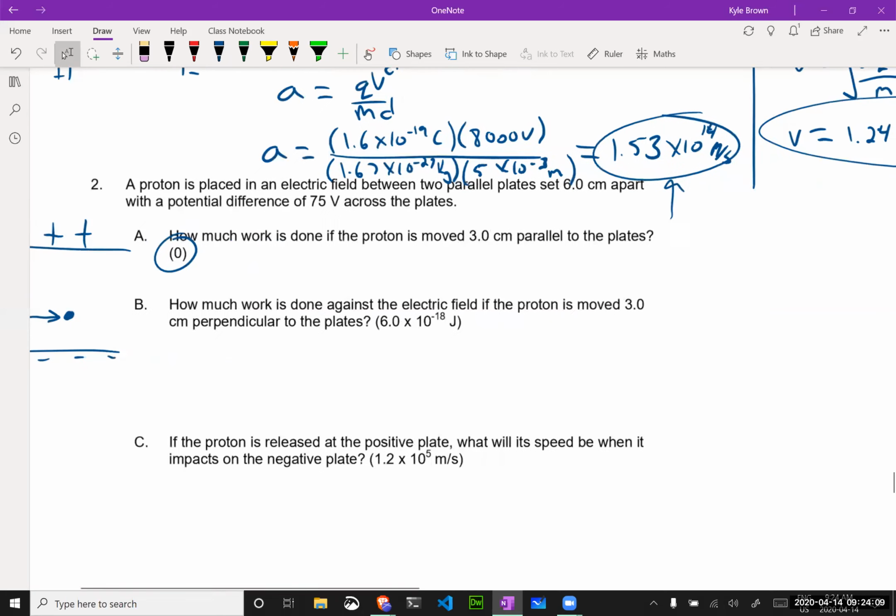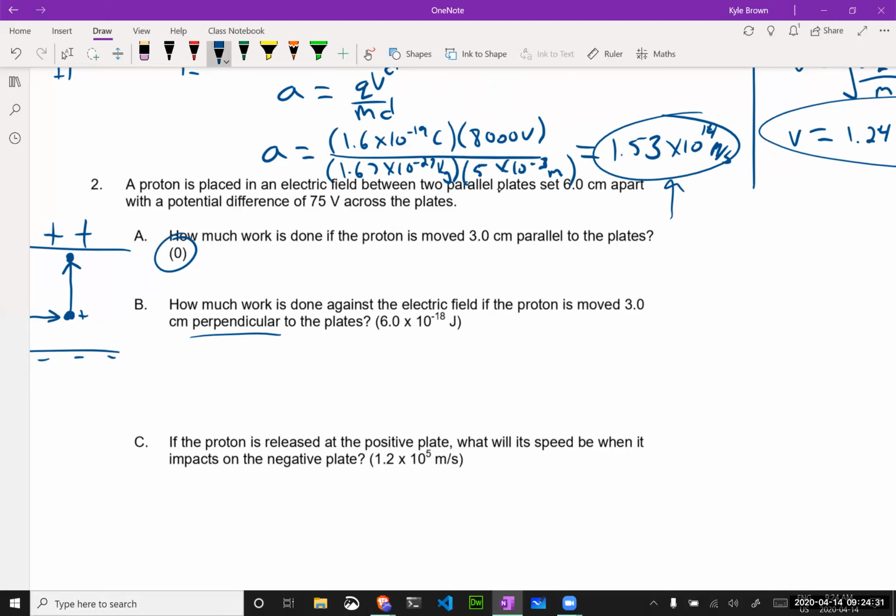All right. How much work is done against the electric field if the proton is moved perpendicular to the plates? In this case, let's say you've got your object, and we're moving it this way, up toward the positive. This thing was positive to begin with, and I'm moving it toward the positive. It says, how much work was done?